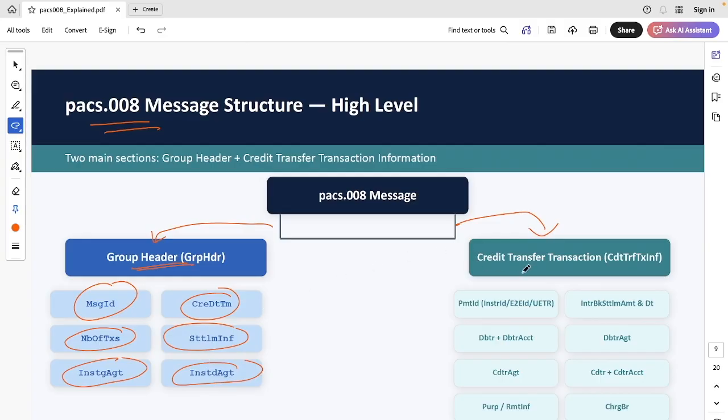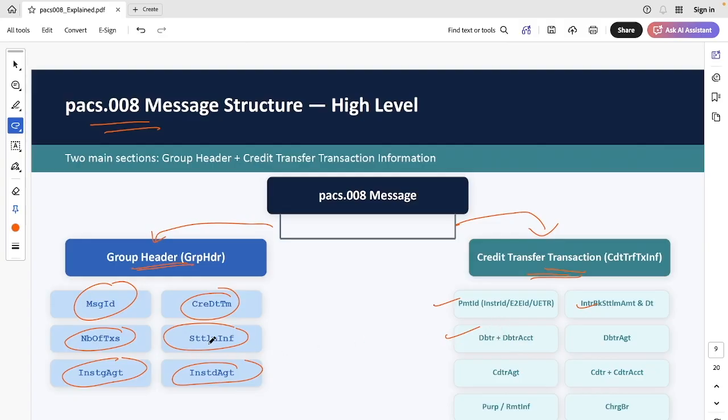The second is your credit transfer transaction information. This is the actual payment payload. It contains the payment IDs, the amount, settlement amount, the debtor information, the debtor agent information, the banks, the charges, purpose, remittance details, and so on.